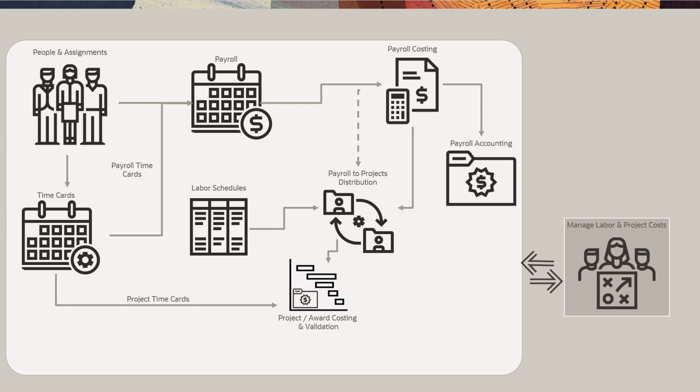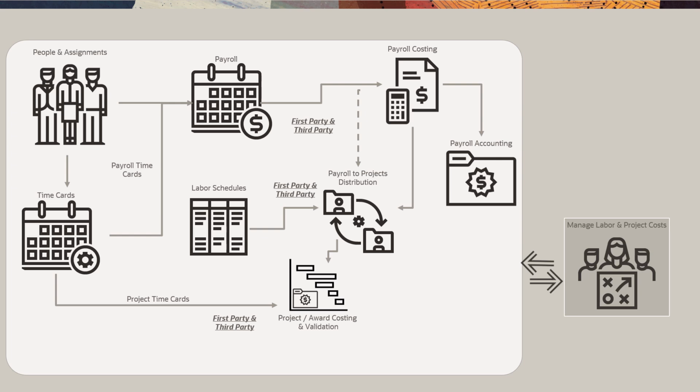Starting in the upper left, everything starts with people and their assignments. People are paid either by a salary or based on hours that are reported through their time cards. Currently, all of the major activities represented in this flow can be done for both first-party integrations using Oracle Fusion products or via third-party integrations of external payroll, time reporting, and labor scheduling systems.